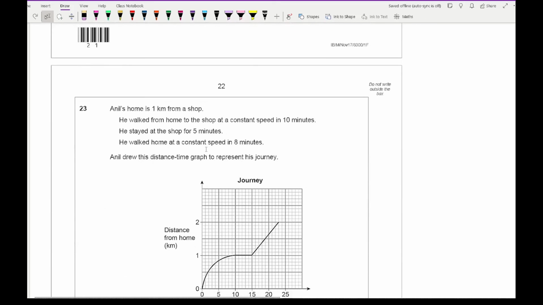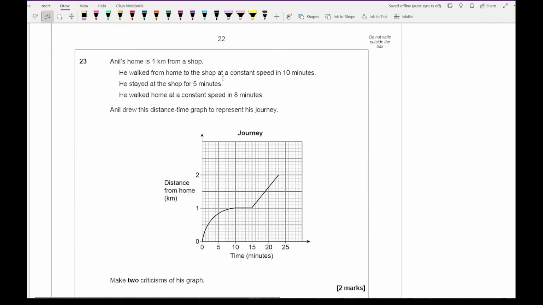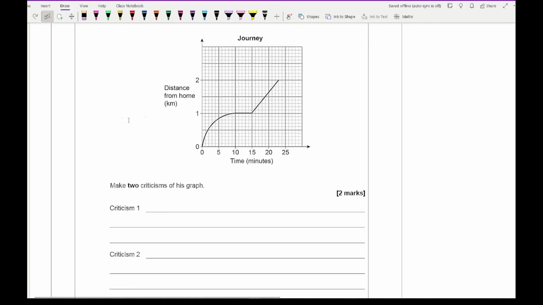Then moving on to question 23, it says that Anil's home is 1 kilometre from a shop. He walked from home to the shop at a constant speed for 10 minutes. He stayed at the shop for 5 minutes. He then walked home at a constant speed for another 8 minutes. Anil drew his distance time graph to represent his journey. Make 2 criticisms of the graph.